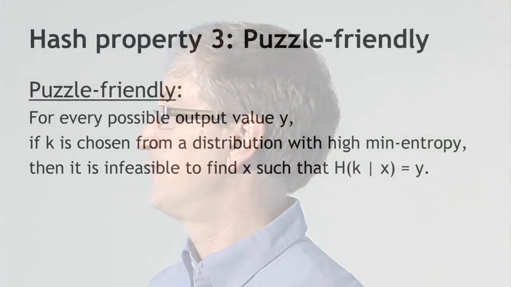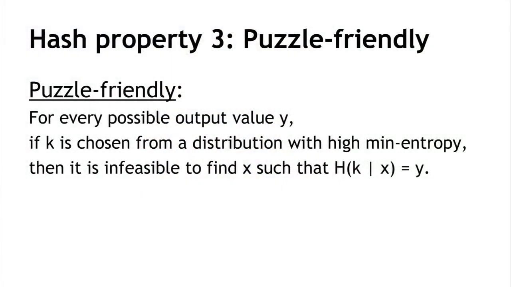The third security property we're going to need is that they're puzzle friendly. And this is, again, a little bit more complicated, but let me just go through it a bit by bit. For any possible output value y that you might want from the hash function, we're going to use y as an output value of the hash later: if k is chosen from a distribution that has high min-entropy, that is, k is chosen randomly from some set that's super spread out, then there's no way to find an x such that the hash of k and x is equal to y.